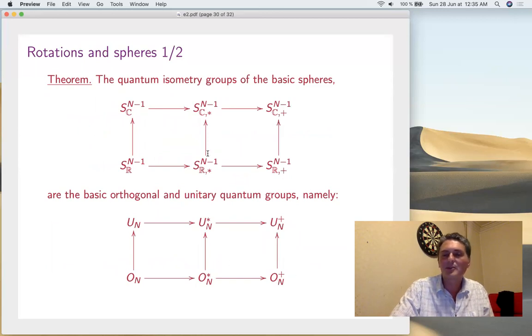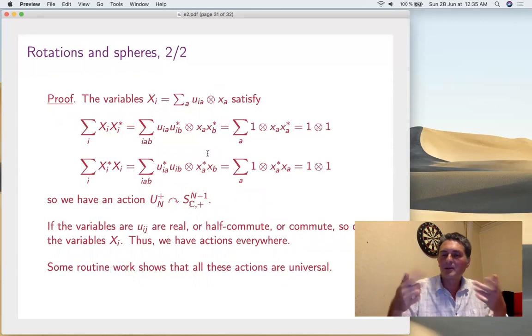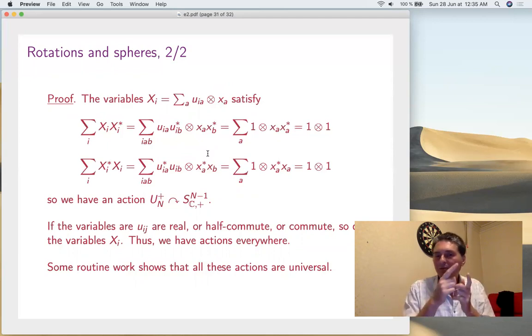and so on. But it's just by imposing some extra relations. So if you assume that your variables are real, or half-commute, or combinations of this, so we'll do these variables there, x_i. So we're done, we have actions everywhere.